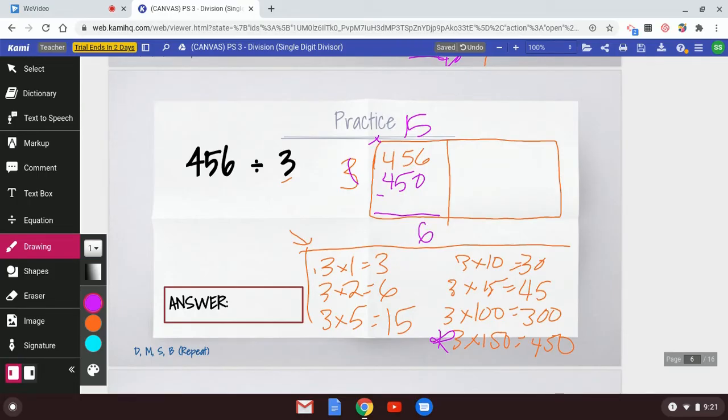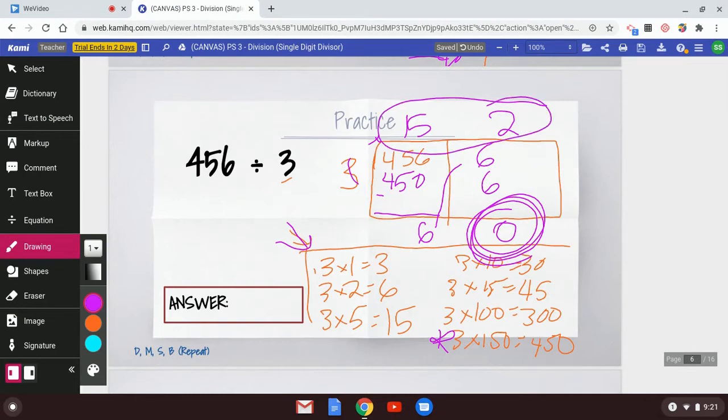Now that 6 comes up here in my new box, and I say, okay, do I know, down here in my box, do I know anything with 3 and 6? Yeah, I know 3 times 2 is 6. And once I get a 0 down here, then I'm good. And I can add those together. And 15 plus 2 is 17. So that is my answer.